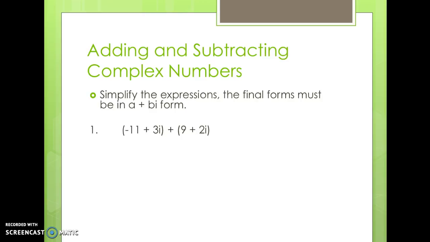Our first example is -11 plus 3i plus 9 plus 2i. Okay, so we want to combine like terms. In this case, -11 and 9 are like terms, and 3i and 2i are like terms. So when we take -11 plus 9, we're going to get -2. And when we take 3i plus 2i, we're going to get 5i.